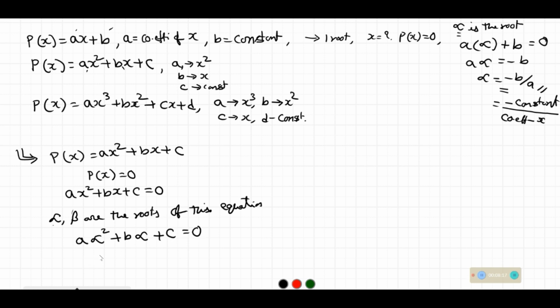Similarly, beta also satisfies it, since beta is also a root of this equation, right? So a into beta square plus b into beta plus c equals 0. Okay, so now we have the two equations here. I'm just taking this as equation number 1, and this is equation number 2.